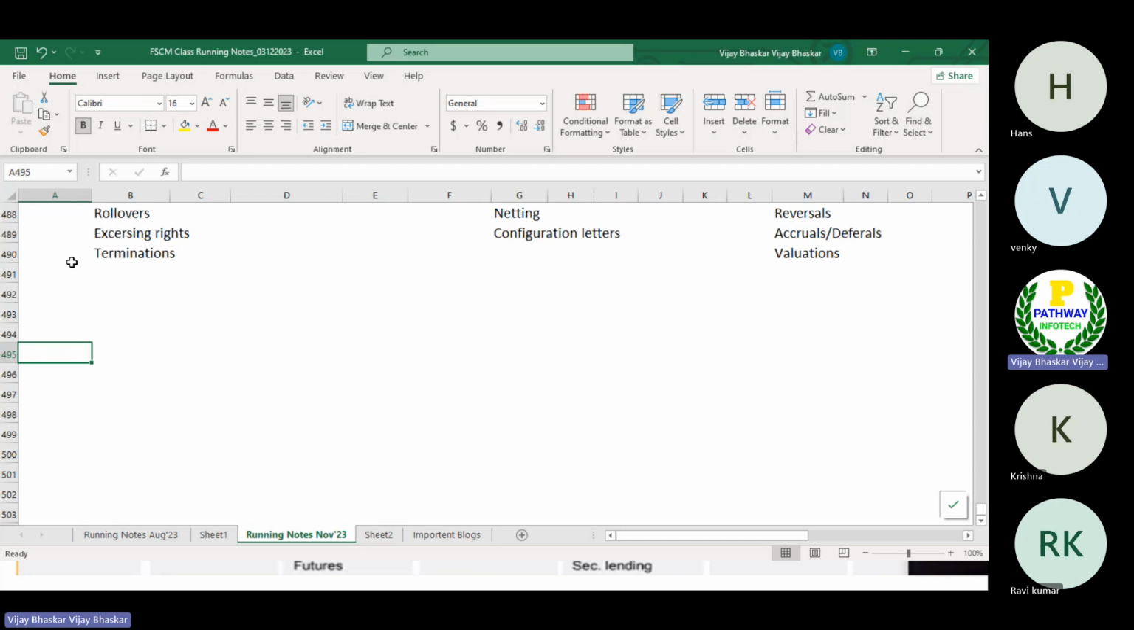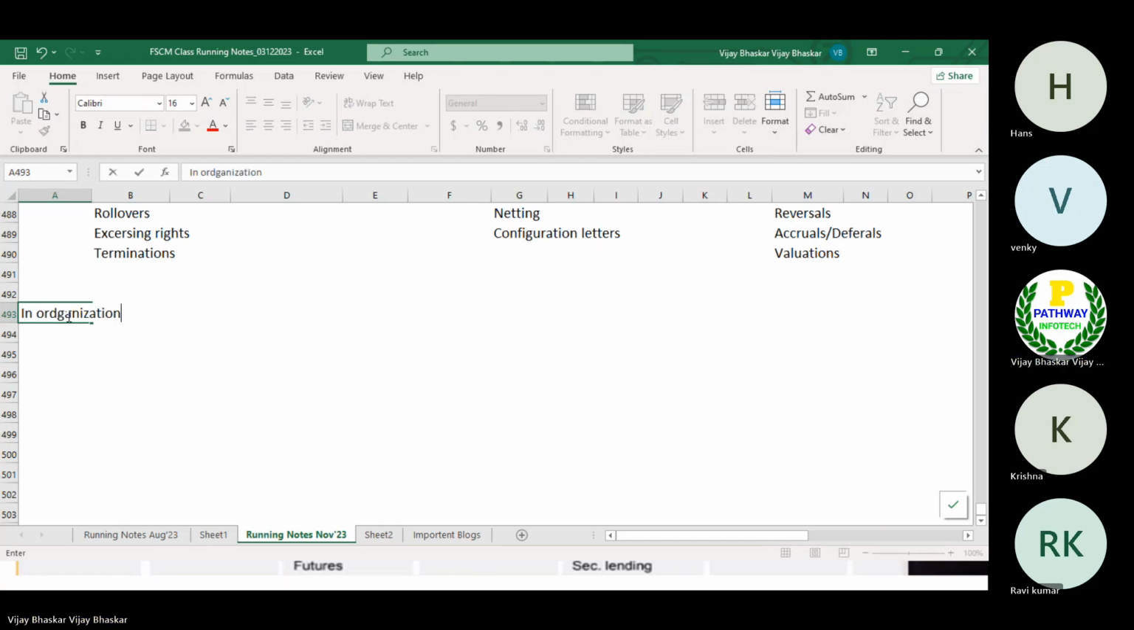Now let's assume in our organization, the cash manager found there is an excess cash. Let's assume it is 10 million.